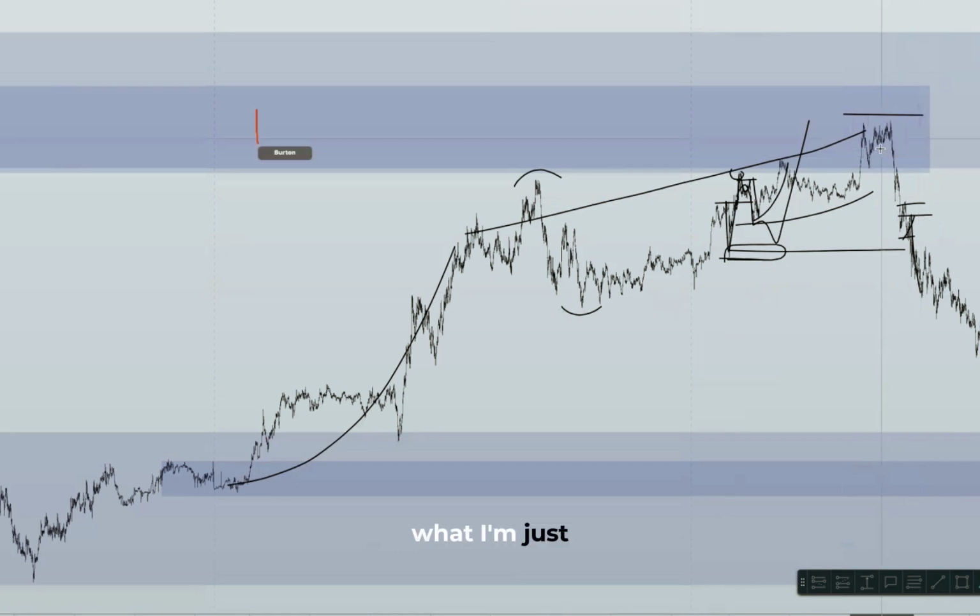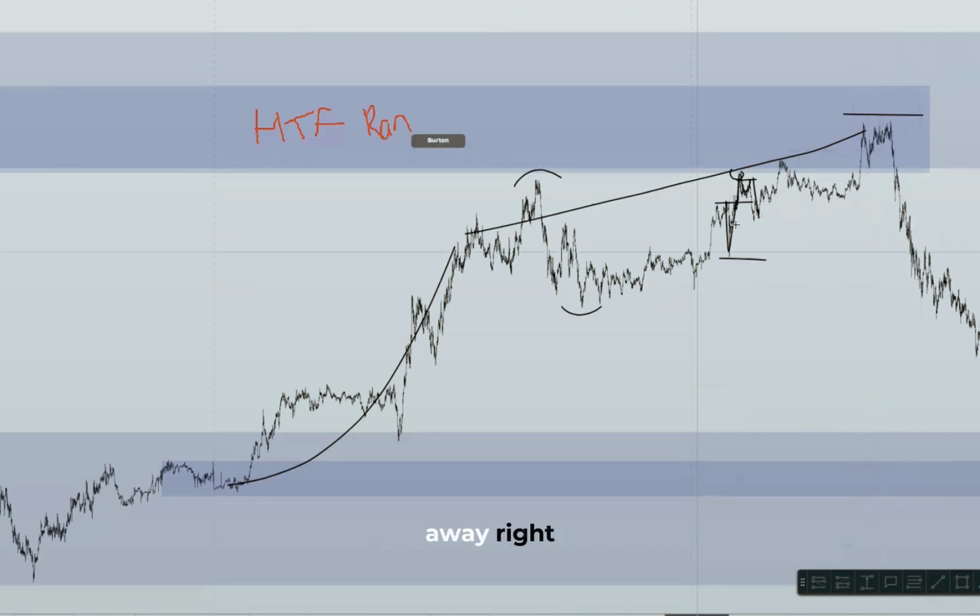But what I'm just trying to show you here is when we're watching price move away, this is what we understand. Price is moving away from a higher time frame mitigation. Where is it going to want to move back into? A higher time frame unmitigated zone that is above. And this is how we see price deliverance.